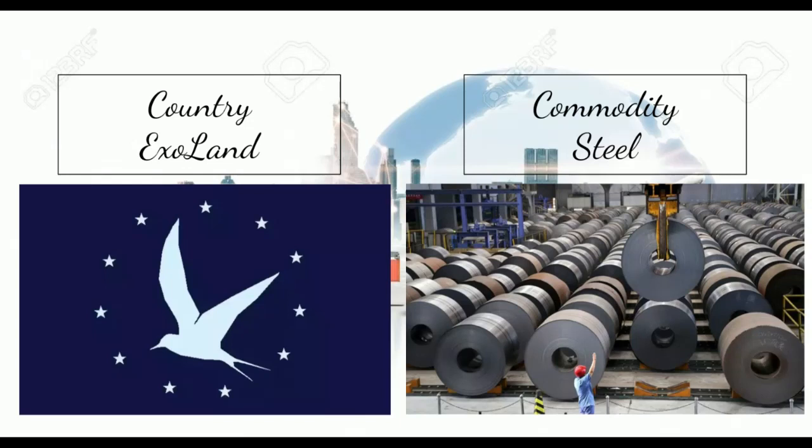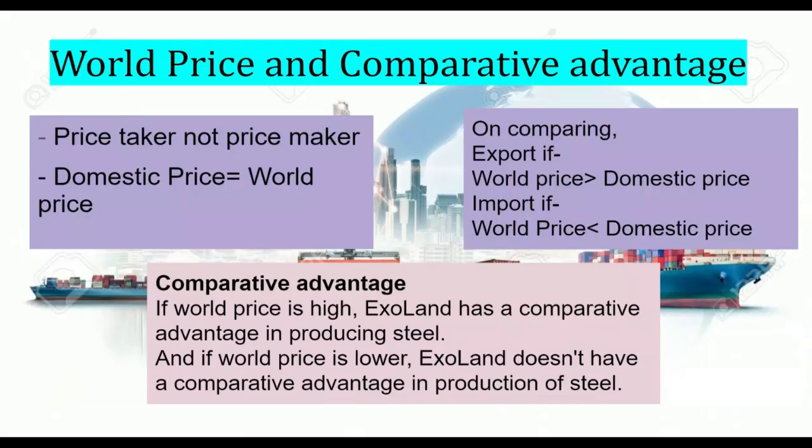To study this, we will take an example of an imaginary country called Exoland, and the commodity it is producing is steel in the domestic market. So our study is based on the following assumptions that we take. First, Exoland is a small economy. That means its entry or exit in the world market will not impact the already existing prices and quantities. So, Exoland is a price taker, not a price maker.